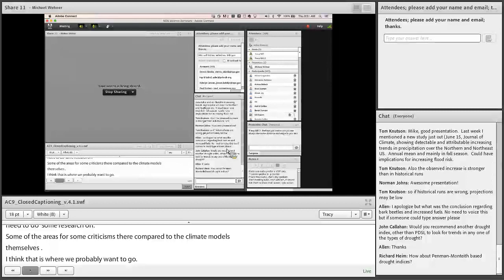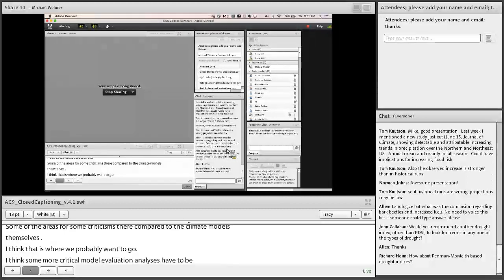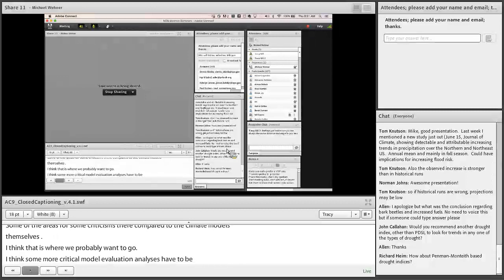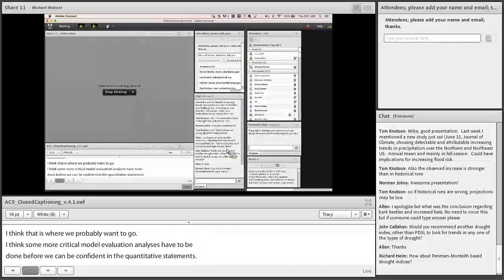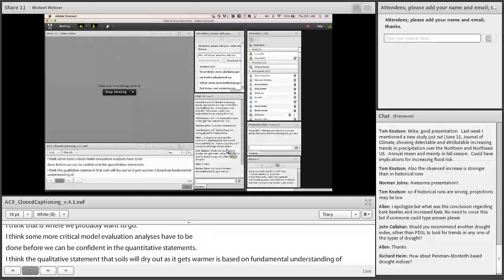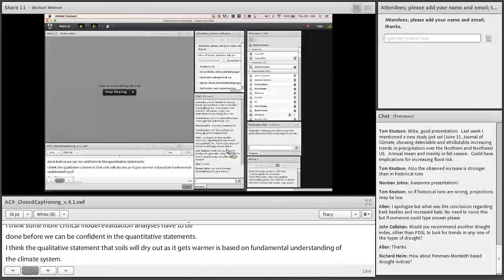But I think the qualitative statement that, you know, soils will dry out as it gets warmer is based on fundamental understanding of the climate system. The only, in my mind, uncertainties are how to best express that in a quantitative way, which is really necessary in order to be able to take action.